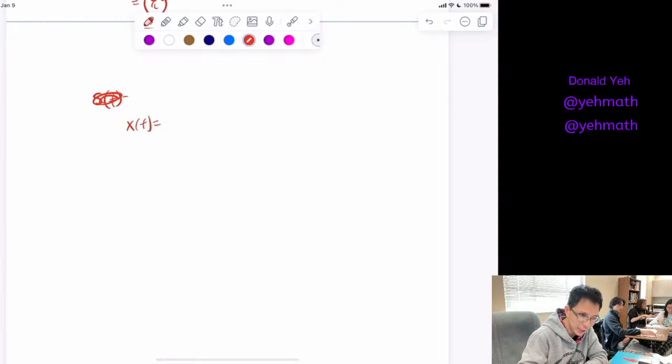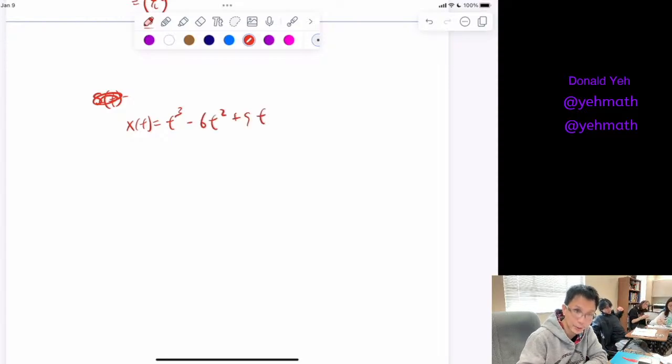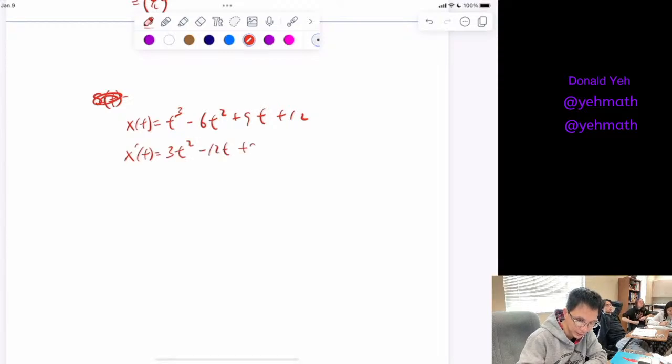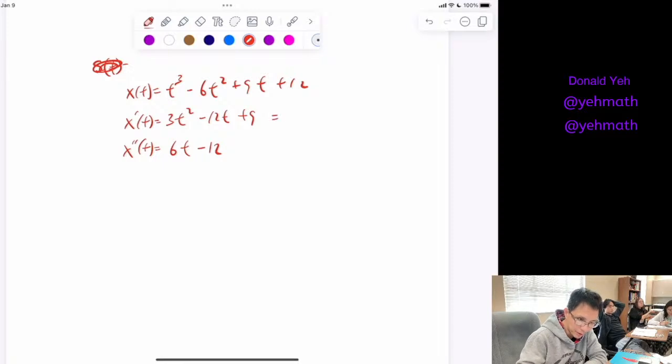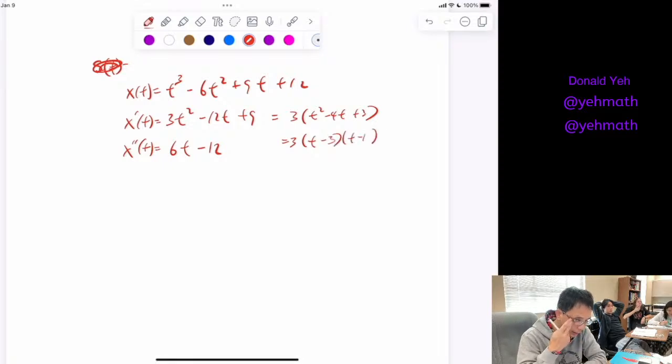Exactly. So x of t is used for position, which is fine because they're traveling. I don't like to use t, but unfortunately I have to do that here. I'm going to take a derivative, which gives you velocity: 3t squared minus 12t plus 9. And x double prime of t is equal to 6t minus 12. Now, for the first one I'm going to take out 3. That's t squared minus 4t plus 3, which equals 3(t minus 3)(t minus 1). Okay, so that's all the things I need to know.